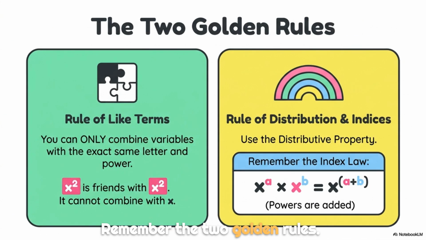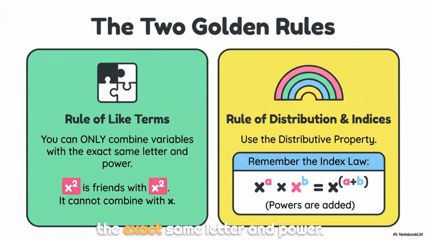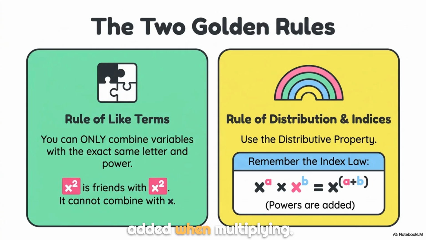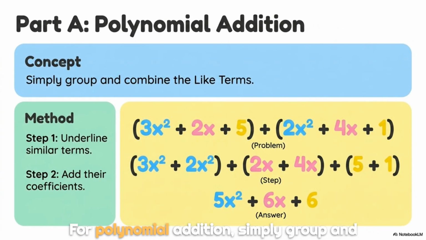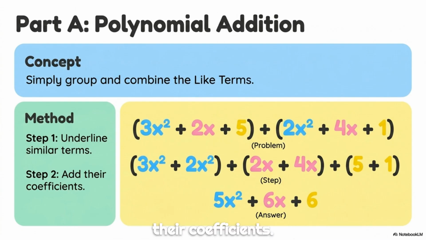Remember the two golden rules. First, you can only combine like terms with the exact same letter and power. Second, use the distributive property and remember the index law, where powers are added when multiplying. For polynomial addition, simply group and combine your like terms. Start by underlining similar terms, then add their coefficients.